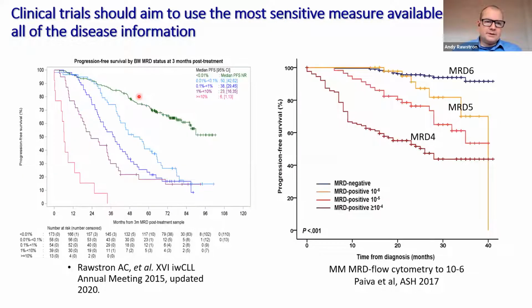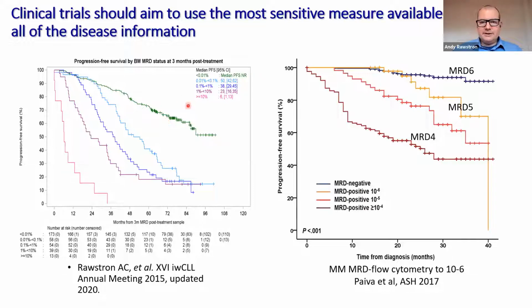I think a general situation for all MRD approaches is that the lower the level of disease, the longer the progression-free survival is going to be. We've seen this many times. We've seen it in myeloma. So your patients who have less than 1 in 10 to the 4 will do much better than patients who have morphologically detectable disease or disease at the 1% level. And that'll often be in a stepwise fashion.